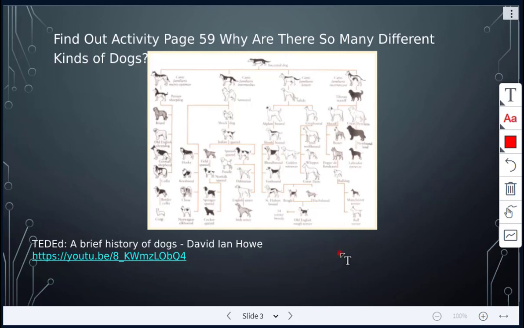Why are there so many different kinds of dogs, different breeds of dogs, right? Right now they're all the same species, but there are so many different breeds of dogs, and they're bred for different traits and different characteristics. So there is this little activity here in the textbook, but there is this short video I'm going to play as well about the brief history of dogs.